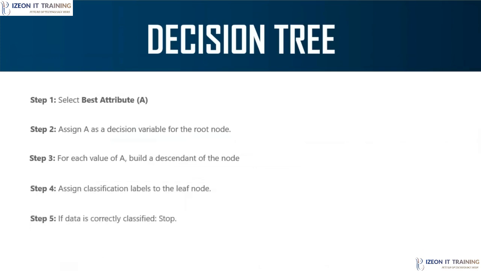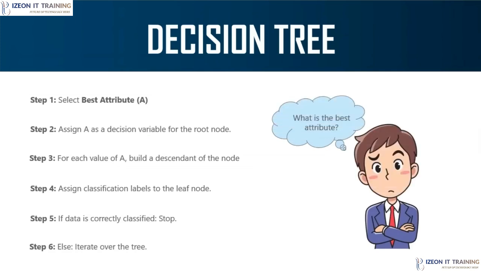Step number 5 is if data is correctly classified, then you stop at that. However, if it is not, then you keep iterating over the tree and you keep changing the position of the predictor variables in the tree, or you change the root node also in order to get the correct output. So now let me answer this question. What is the best attribute? What do you mean by the best attribute or the best predictor variable?